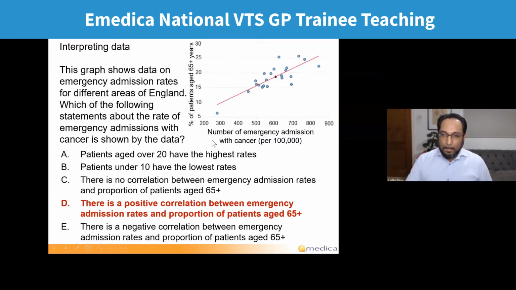If you look here, on this axis, what we're seeing is number of emergency admissions with cancer per 100,000. That's what this question was about, right? If we look on this side, we've got percentage of patients age 65 plus. This isn't the age of patients.